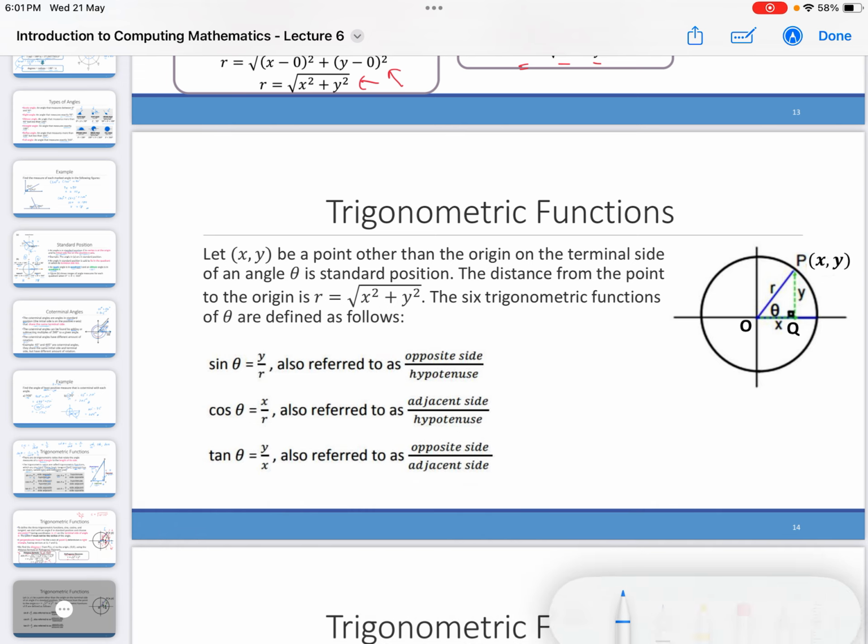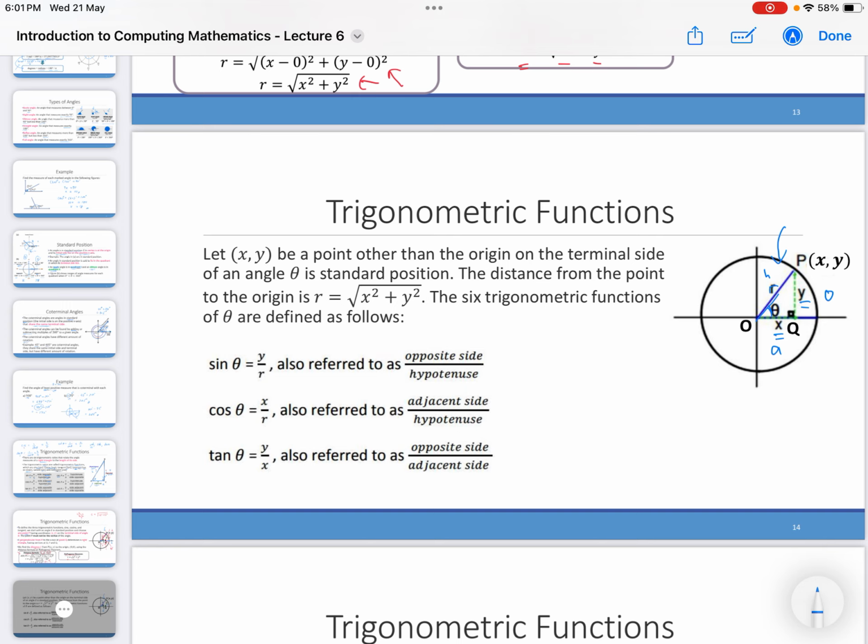Okay, now we want to define the functions. We define the three functions, which are sine theta, cos theta, and tangent theta, using the x, y coordinate. If you look at this triangle here, the distance from O to P is r, the distance between P and Q is y, and the distance between O to Q is x. If theta is over here, then x is the adjacent, y is the opposite, and r is the hypotenuse.